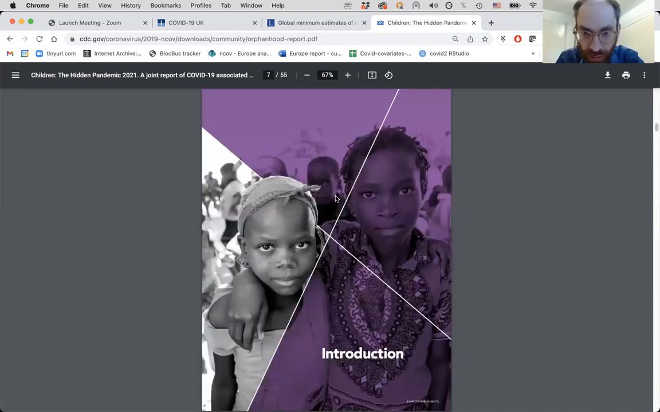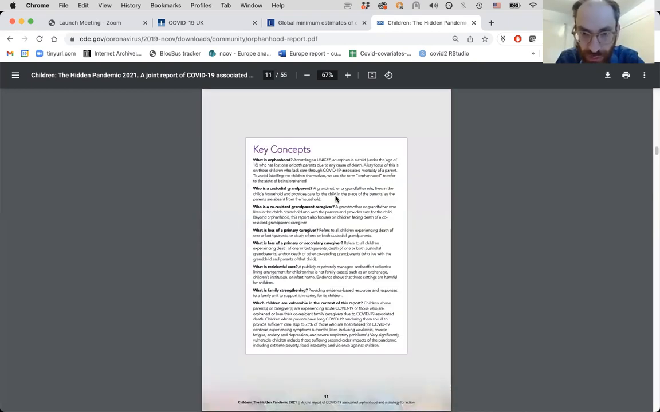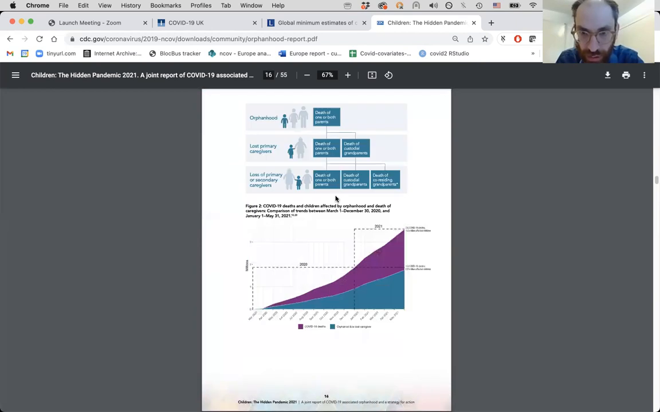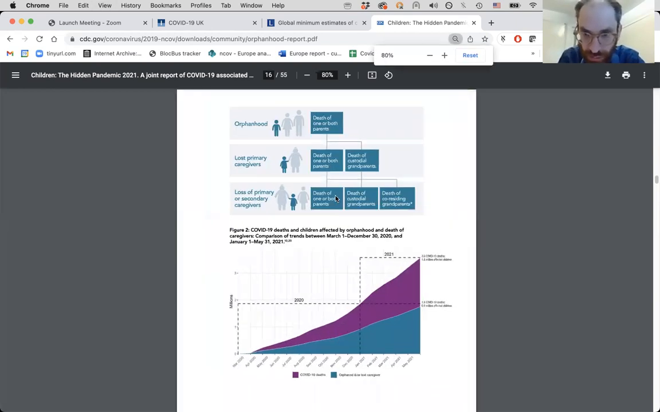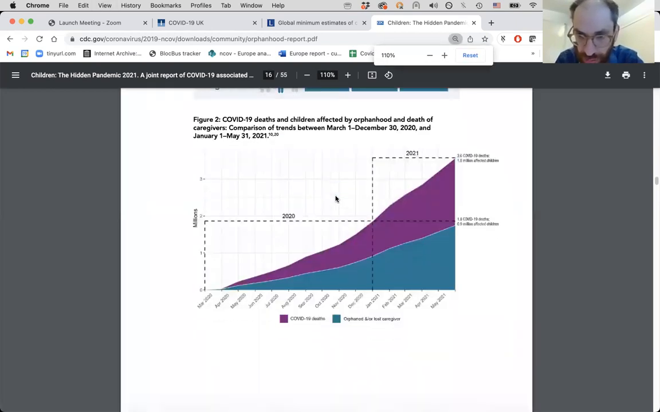So yeah, let me leave you with a plot from this. So in 2020, 1.8 million reported COVID deaths. Now we know that the true toll is a lot higher, but that's how many deaths were reported. And 0.9 million affected children. That's our global minimum estimate. That's in the first year.